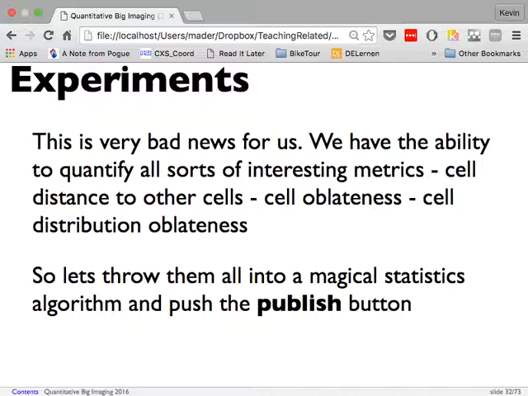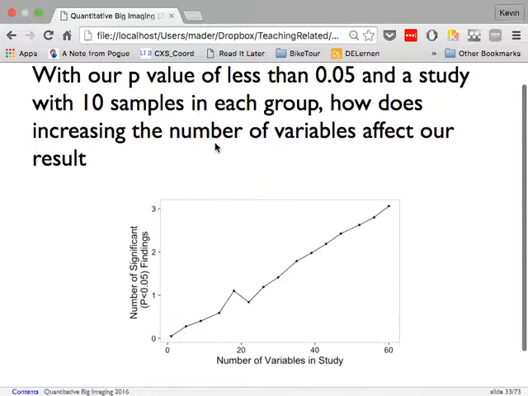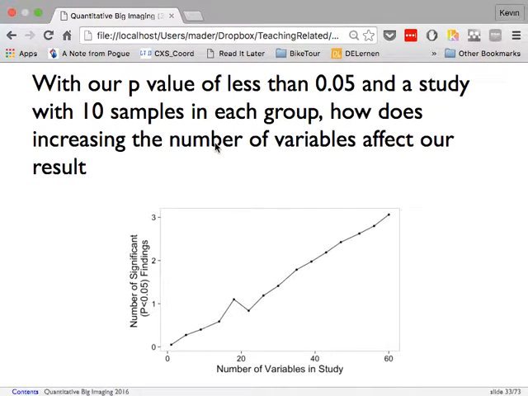The dream would be you come up with all these parameters for your analysis, throw them into some magical statistical algorithm, push the publish button and get an answer out. But the problem is the number of variables you study. So if we take our old definition of significant, p less than 0.05, and you increase the number of variables you have.